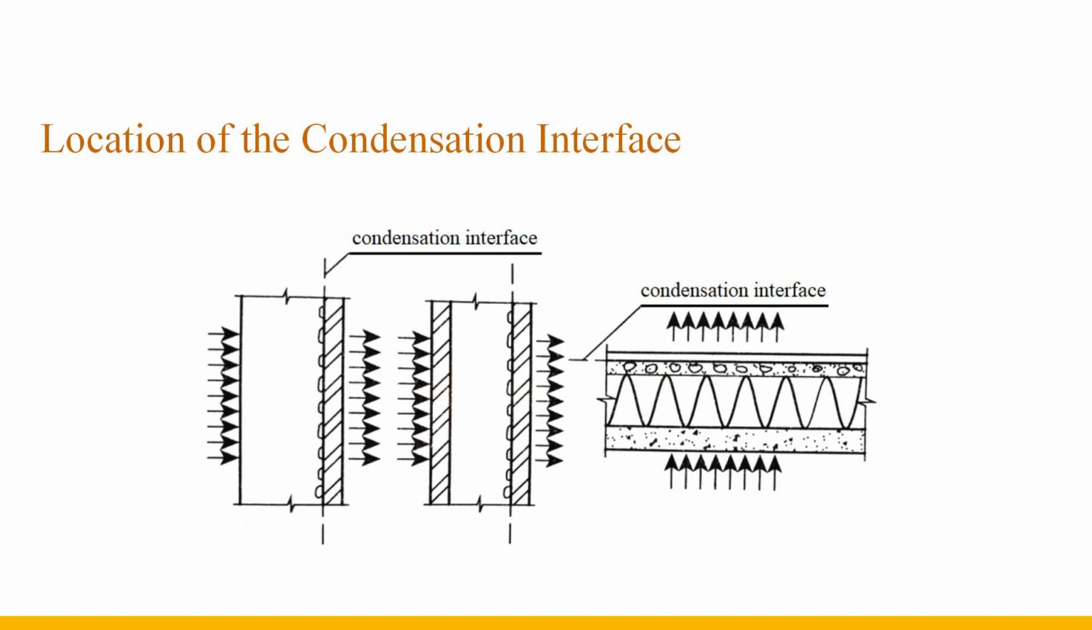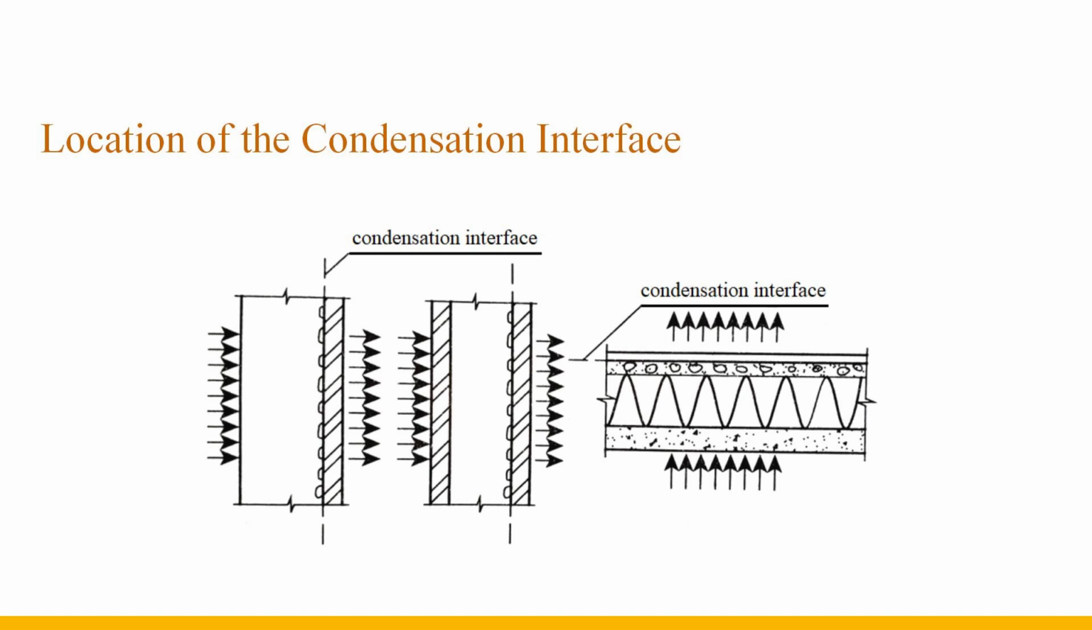Think about it. On which side of the envelope does the condensation interface occur? How is the condensed water formed? As can be seen from the figure, the condensation interface is located on the side where the water vapor flows out. Compared with the outdoor in winter, the indoor is high temperature and high humidity, and the direction of the heat and humidity transfer is from indoor to outdoor.